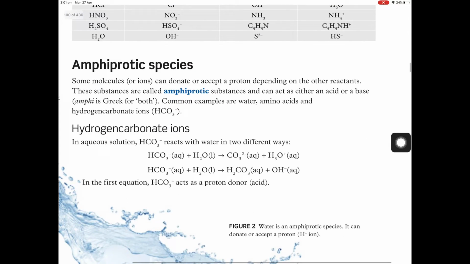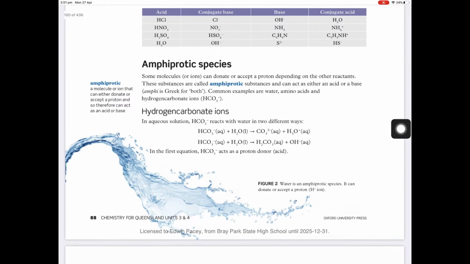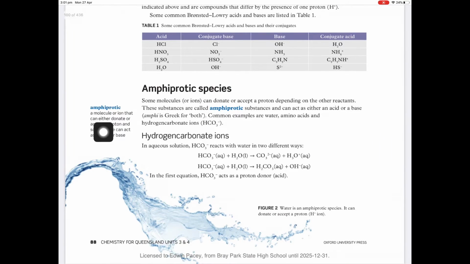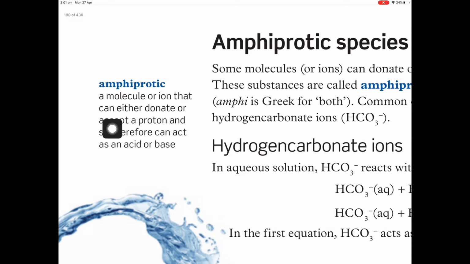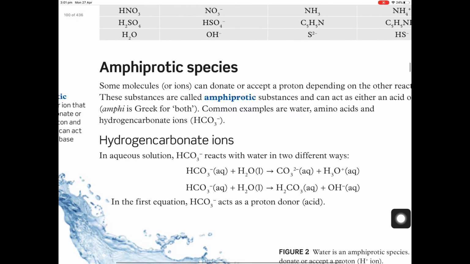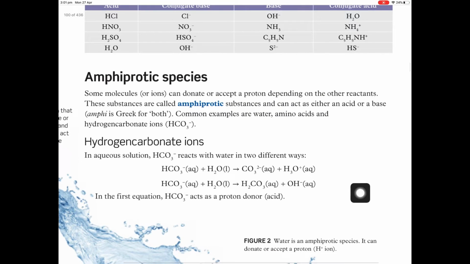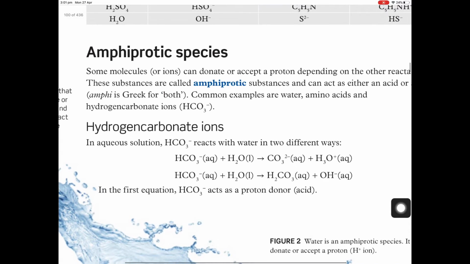And then we come to the topic of amphiprotic species. We're now up to page 88. We've flipped pages. The word amphiprotic describes a molecule or ion that can either donate or accept a proton, and so therefore can act as an acid or a base. So it's a tricky little chemical that can be an acid or a base, and the classic example is the hydrogen carbonate ion, the bicarbonate ion.